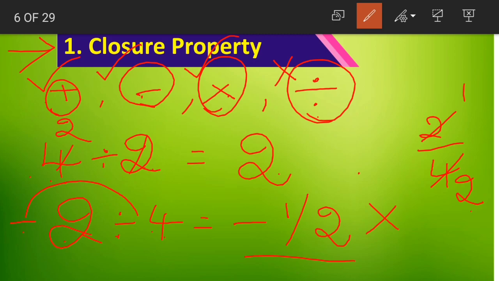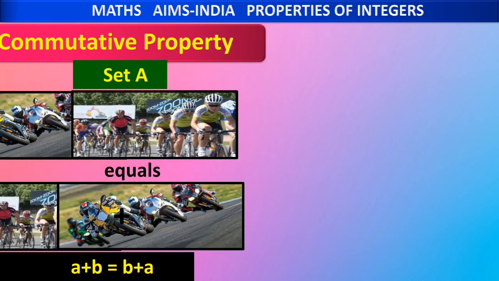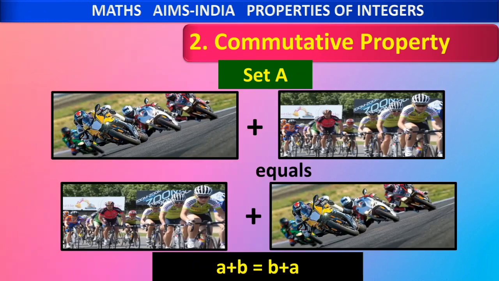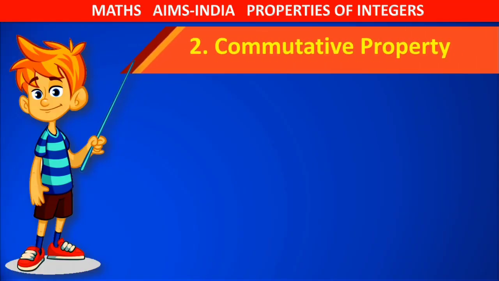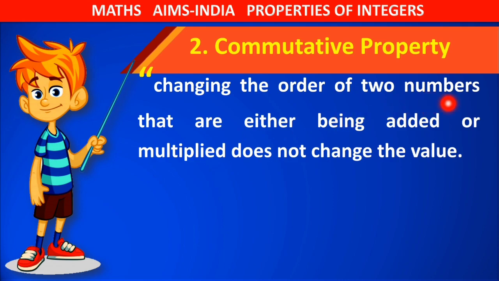Understood, class? What is the closure property? When two integers are used, the result of their mathematical operation should also be an integer. Okay. Coming to the second property, the commutative property. Look at this picture here. We have bikes here and cycles here. Bike plus cycle should also be equal to cycle plus bike. It is like the order. The commutative property basically talks about the order. Changing the order of two numbers that are either being added or multiplied does not change the value.